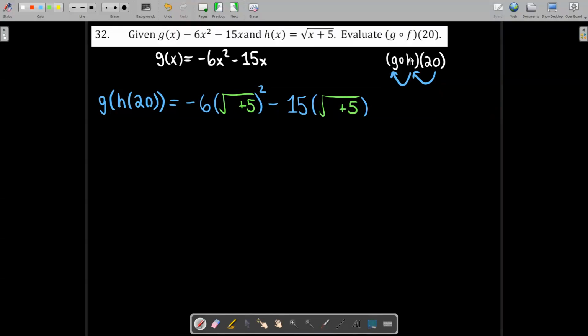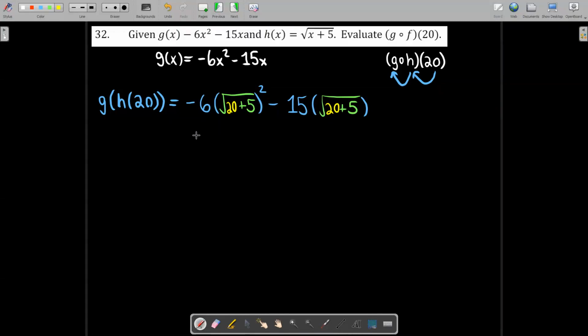Okay, and then the x on the h of x is going to be replaced by the 20. So I'm going to go ahead and take the yellow and say that we're plugging the 20 in right here. So this is what the entire problem would look like if we just wrote it all out. And now all we have to do is evaluate it. So as I said earlier, 20 plus 5 is 25, and the square root of 25 is just 5.